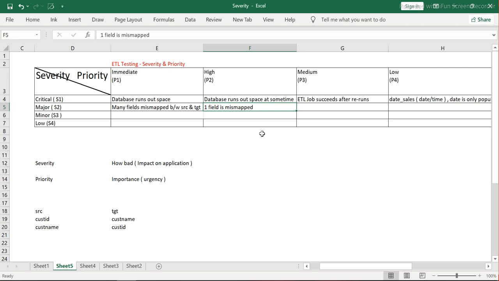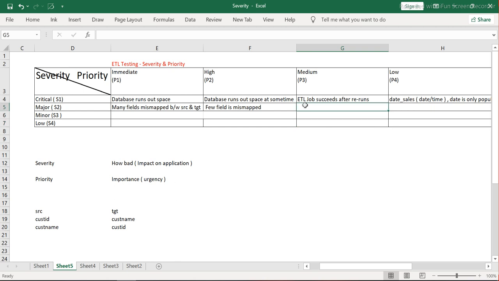Okay. Now the major severity and medium priority. What happens here? Here I will say a few fields, not only one. I'll take some examples from ETL only. So let's say a few fields, but not all, right? Which means you can still go ahead with the testing.